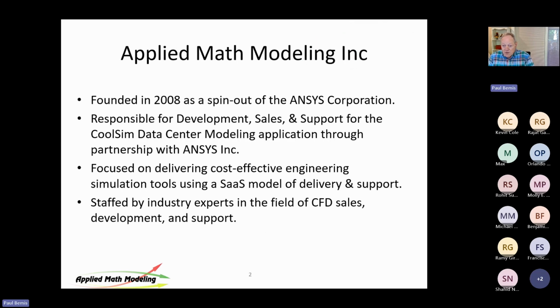Just a little bit of background on our company. We are Applied Math, been around since 2008. We are a partner of the Ansys Corporation. We build value-added software on top of their base technologies, so all of the meshers, the solvers, and post-processing is provided by them. We focus on delivering cost-effective simulation tools for data center design based on a SaaS, software as a service, model of delivery and support. We're all CFD experts and finite element experts. My background is with both those companies, Ansys and Fluent, and also in high-performance computer design.